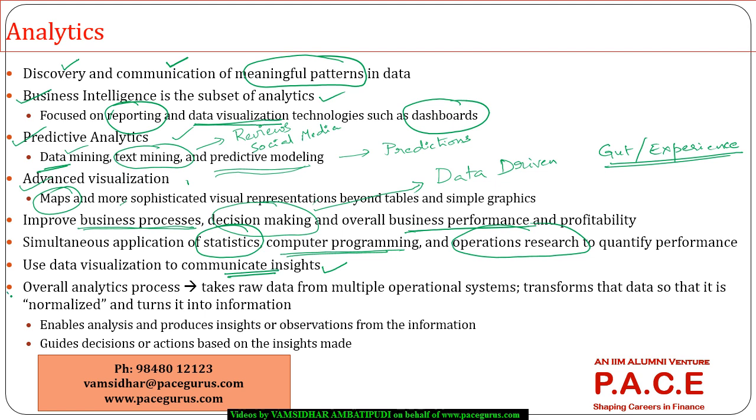So when you talk about the overall analytic process within any organization, raw data is taken up from various systems, some from marketing databases, some from customer reviews. So the data is taken from multiple sources. All that data is normalized, meaning the source of the data now becomes more and more immaterial, standardized. Even if the data is taken from multiple sources, multiple operational systems, that entire thing is standardized, removing the impact of the source of the data.